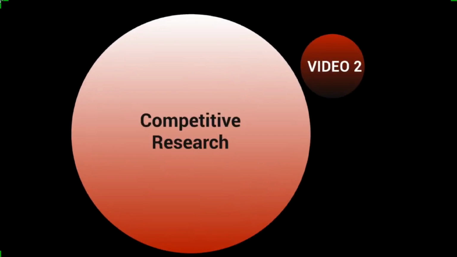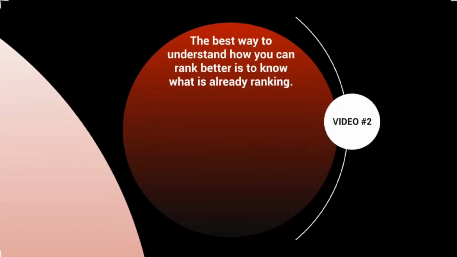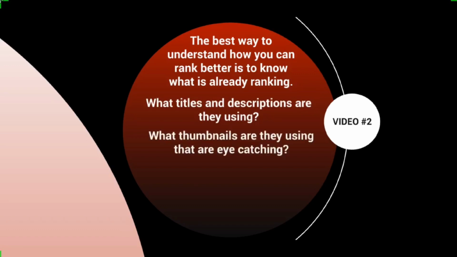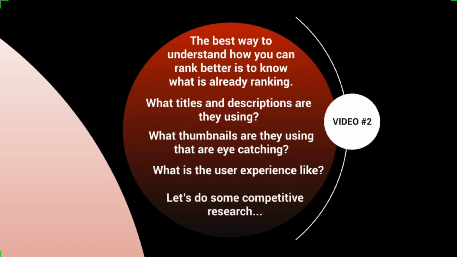So let's talk about competitive research. You see, the best way to understand how you can rank better is to know what is already ranking in your niche or your market. So what we want to do here is analyze the videos that are on the top. I want you to specifically look at what titles and descriptions they are using, what thumbnails they are using that are eye-catching, and what the user experience is like when you click through those videos. So let's go ahead and do some competitive research.